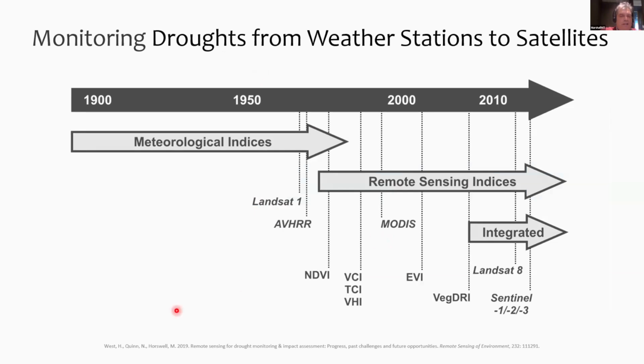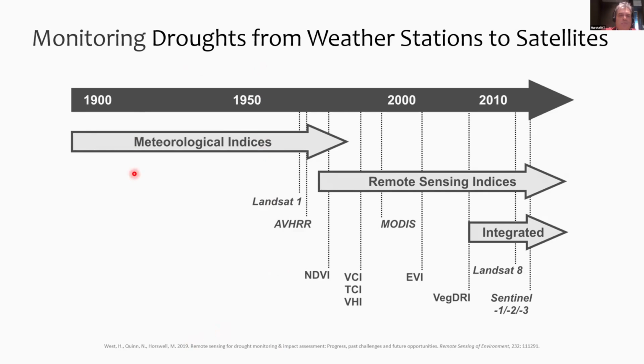So historically, and I point you to this paper here, hopefully Agnieszka and Jennifer can provide you with a copy of the presentation, but I have citations here at the end, West 2019, who gives a nice historical overview of drought monitoring with remote sensing data.